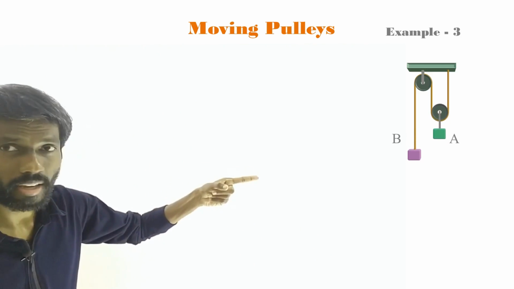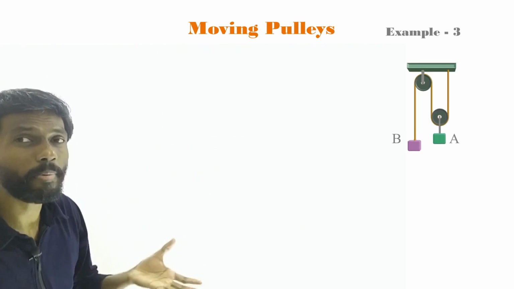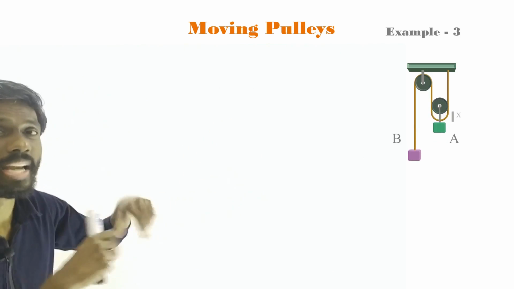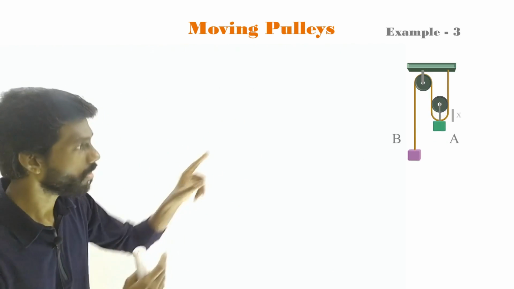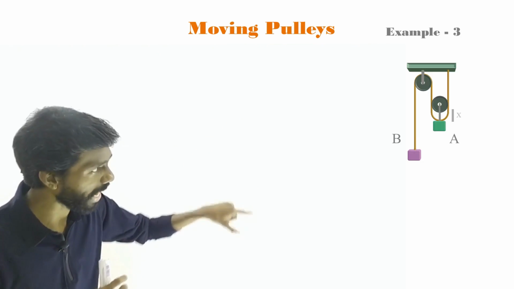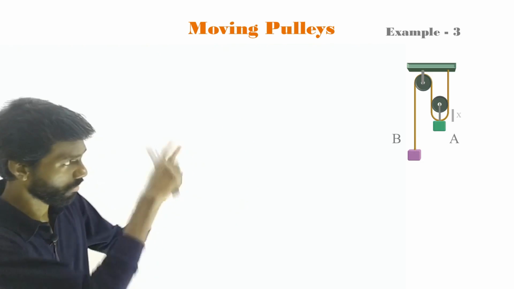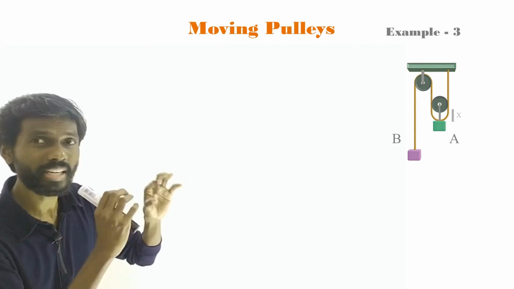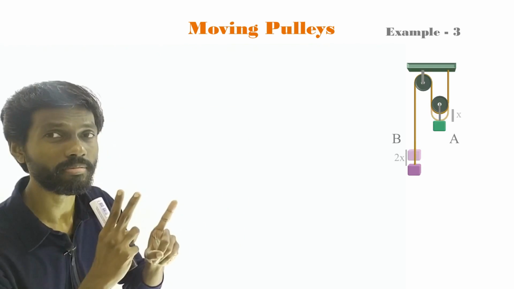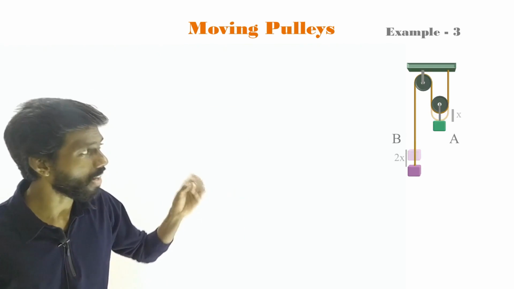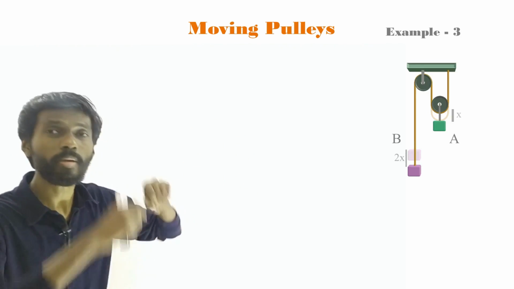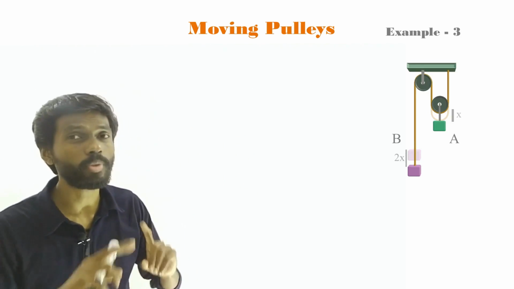So the block A or the pulley connected to it moves up by a distance x, right? Then the string becomes slack. What is that slack part of the string? That has length 2x, because when the pulley moves up by a distance x, this x plus x, 2x is this portion. So that is the slack. Now to compensate that, the block B has to move down by a distance of 2x. That means when the block A or the pulley moves up by a distance of x units, this block B moves down by a distance of 2x, right?